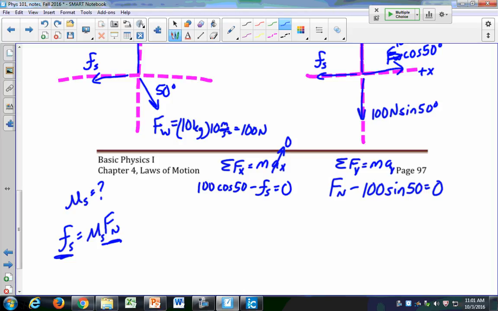You could have an inclined plane where the object is moving up or down the inclined plane, and in that case, your acceleration would not be 0. Then you just multiply by 10, yeah, the mass is 10. 100 is the weight. In this case, though, it's static, so the acceleration is 0.